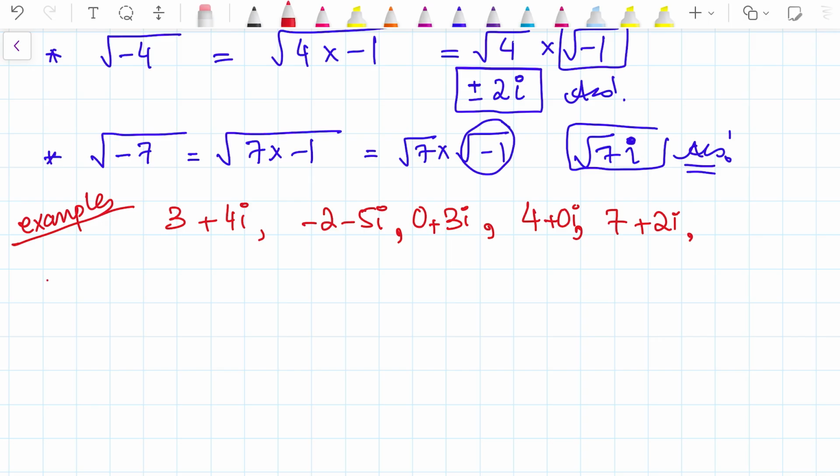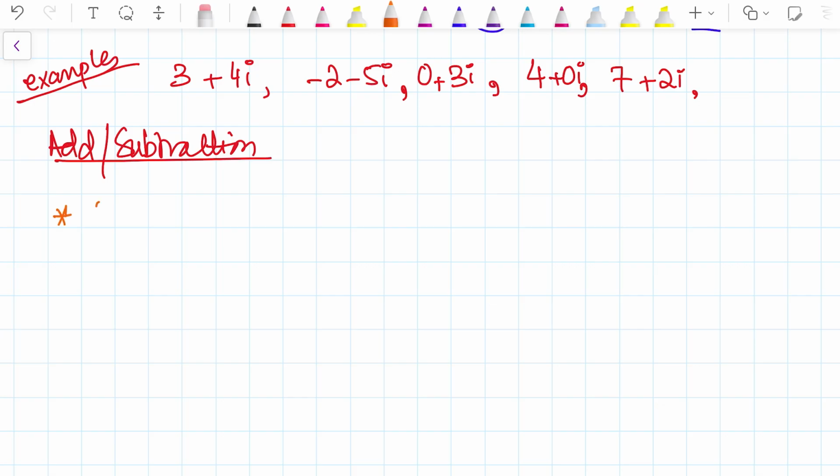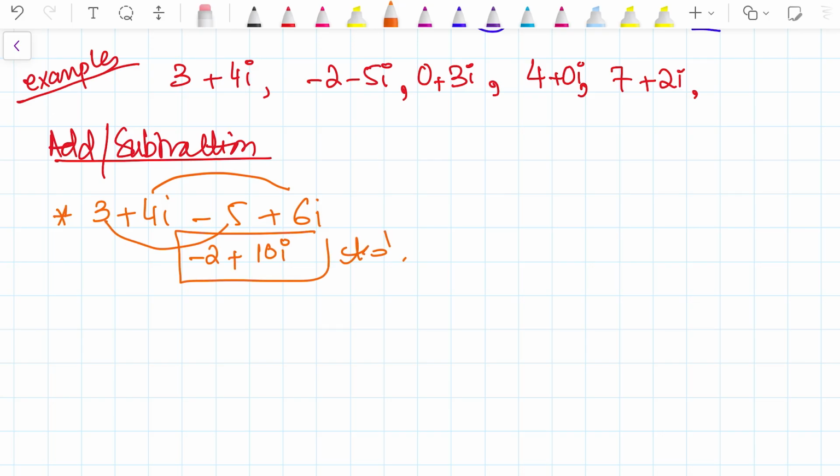Now, let's talk about addition and subtraction of complex numbers. 3 plus 4 iota minus 5 plus 6 iota. Iota with the iota, 10 iota. 3 minus 5 is minus 2. That's going to be my answer.